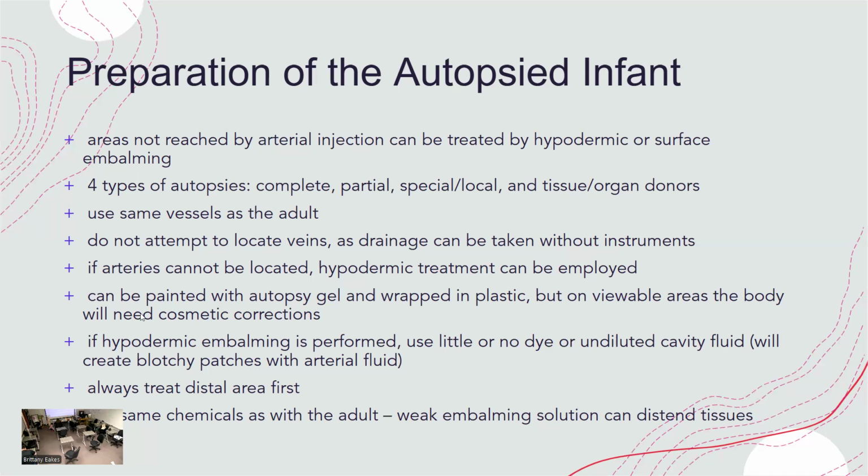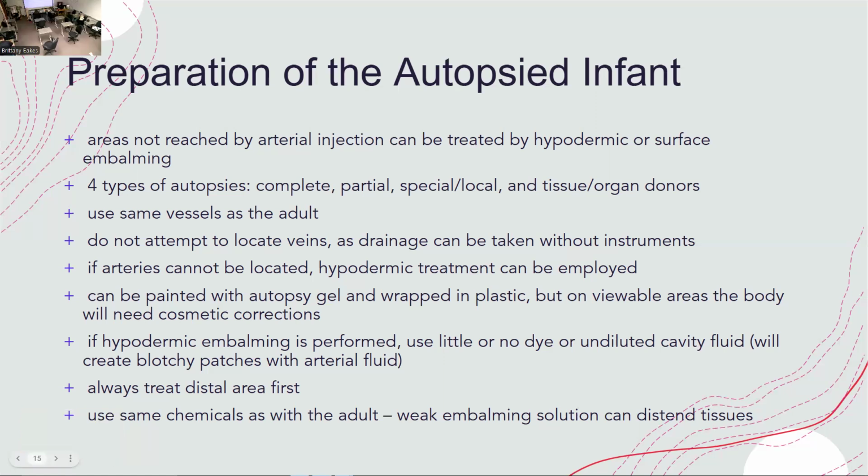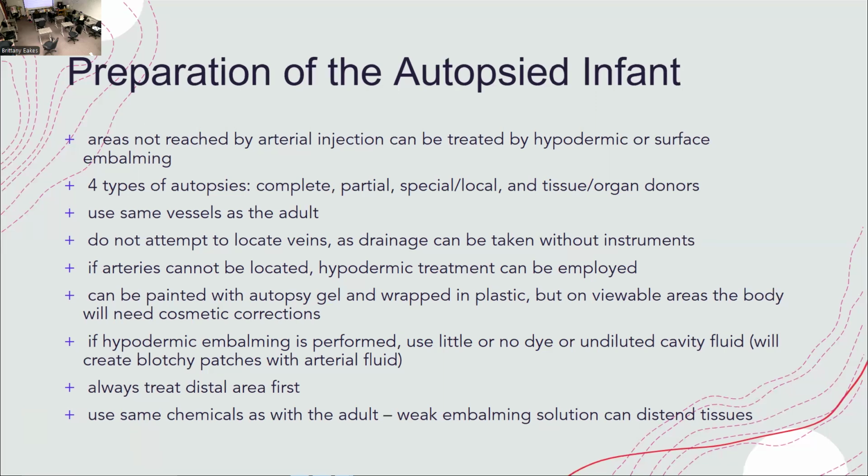When you're surface embalming an autopsied infant, or if you were going to use surface methods anyway, you can paint the body with autopsy gel and then cover the body with a film of plastic and leave it for several hours, up to 12 hours, however long it takes for the fumes of those chemicals to work. You can paint the inside of the cavities with autopsy gel. And if you have a premature infant, generally the easiest treatment is to hypodermically or surface embalm instead of trying to get the vessels.